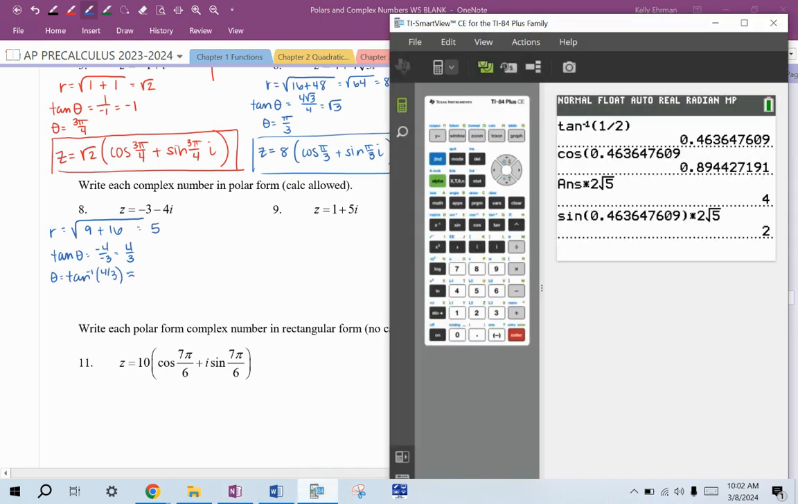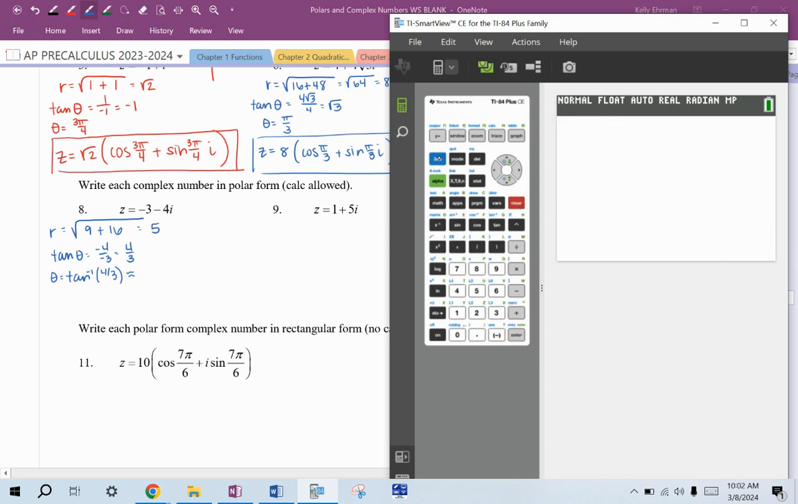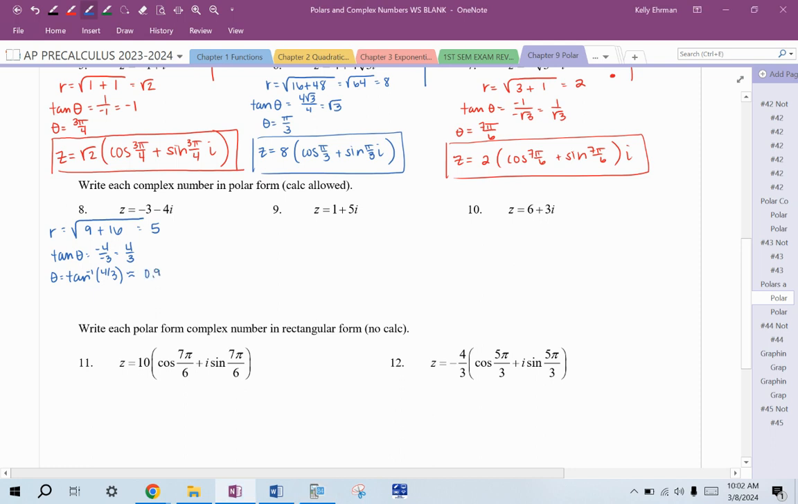Let's round these to 3 decimal place accuracy. That's what we do on our AP exam. We do that for pre-calc and calc, by the way. So let's make this 0.927. That's how many radians theta is. And then we still just write z as r, which is 5, times the cosine of 0.927 plus the sine of 0.927 times i.